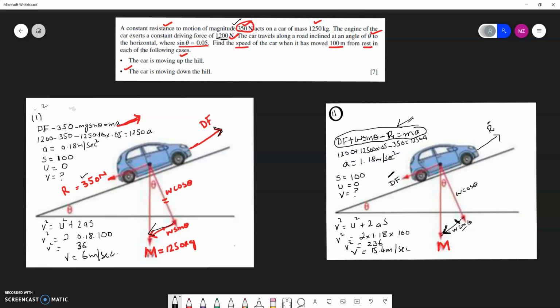So in the uphill motion, the velocity will be 6 meter per second, and in the downhill motion, the final speed of the car when it has traveled a distance of 100 meter will be 15.4 meter per second.